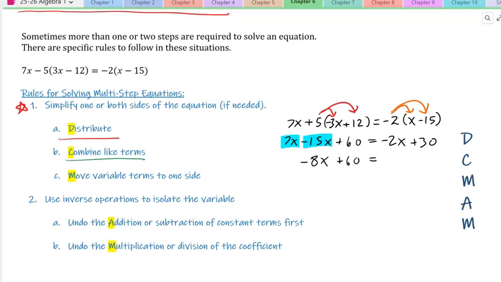There are no like terms to combine on the right-hand side of the equation, so we leave that alone. Those just come down. All right? Now, all of the like terms have been combined.